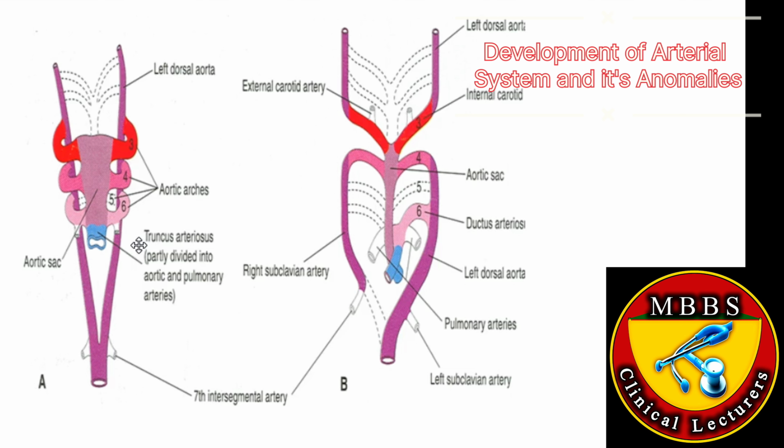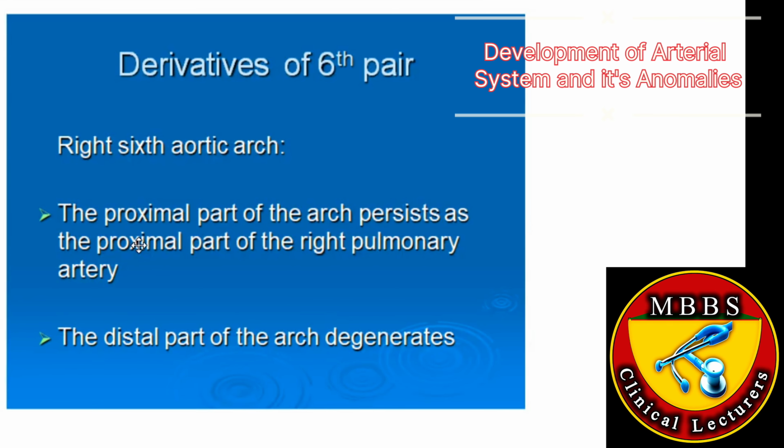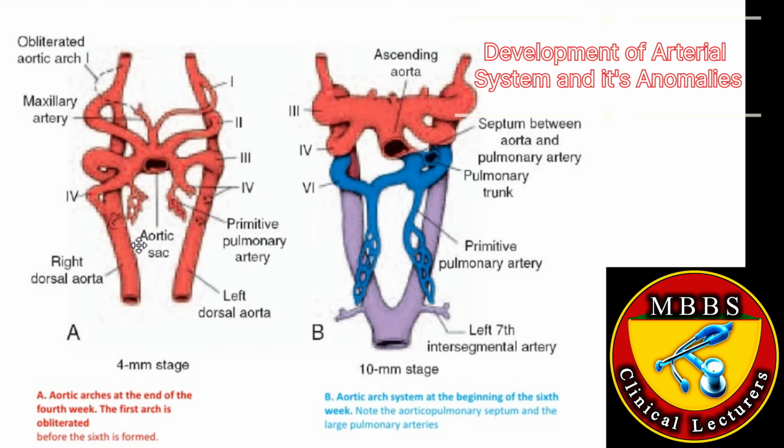We can see over here, on the left side, the sixth arch gives rise to the left pulmonary artery, and the distal part forms the ductus arteriosus, which has a connection with the left dorsal aorta. On the right side, the proximal part of the arch persists as the proximal part of the right pulmonary artery, and the distal part of the arch degenerates.